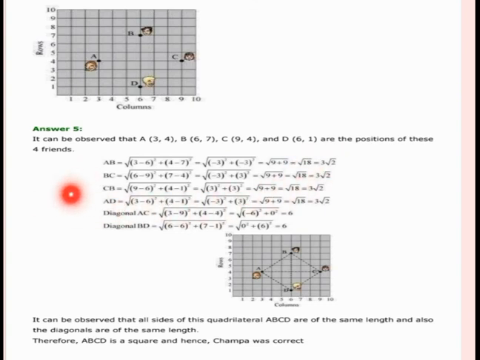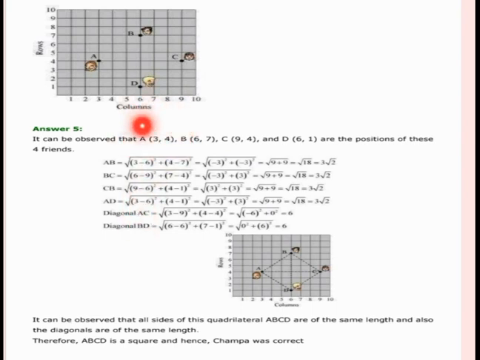Similarly for CD and AD. You will see that all 4 distances are equal. That means all sides are equal: AB, BC, CD and DA. All sides are equal. Also check their diagonals. Here the diagonals are AC and DB. These are diagonals. So first of all find diagonal AC.